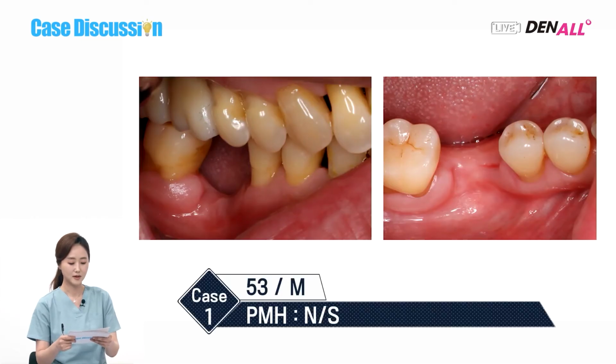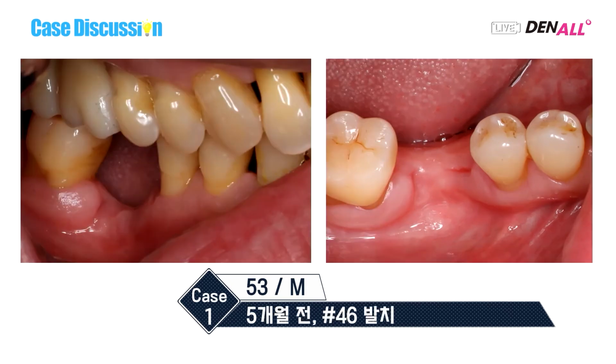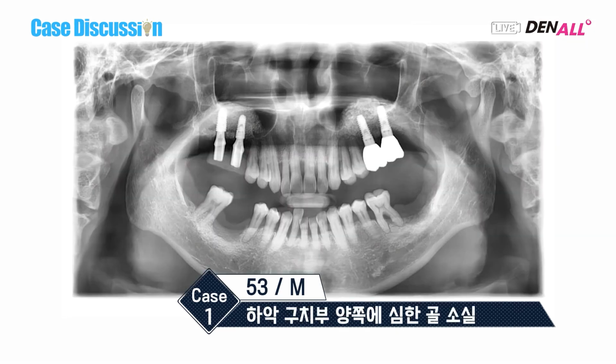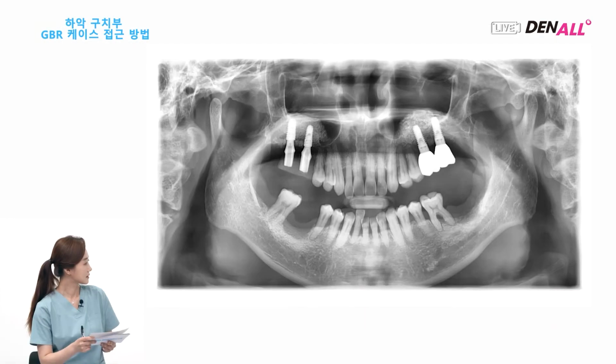53 male, nothing remarkable medically. 5 months ago, number 46 was extracted. Bilateral bone loss is severe in the lower posteriors. Can I place implants or do I need to do GBR?